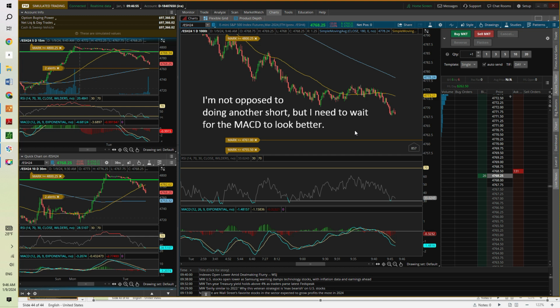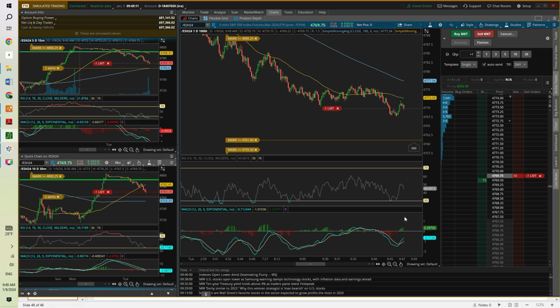So I decided, okay, this is looking like it's ready to drop again, and I'm still thinking this is a good support, and I really do think it'll go all the way down here, but it's probably going to be the rest of the week. Not opposed to doing another trade, but I'm waiting for that MACD in order to get in.